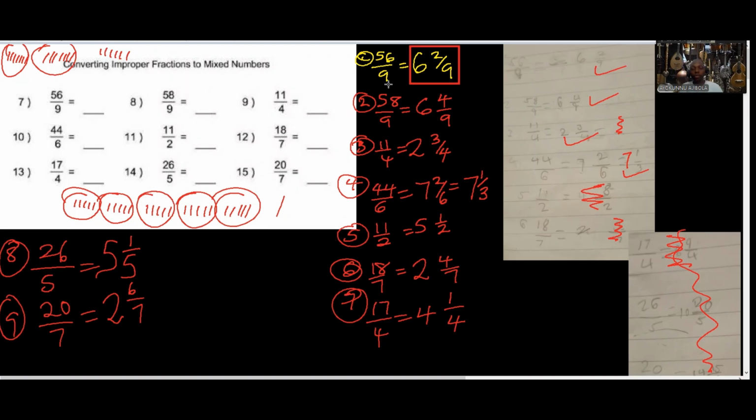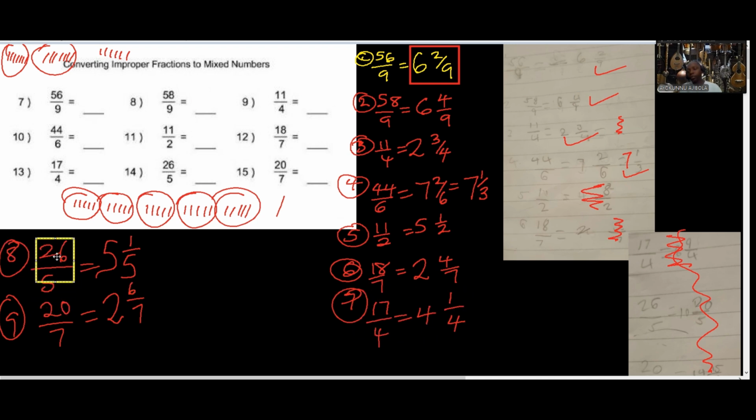So number 4, how many 6s go into 44? That's 7, which is 42. And when you remove 42 from 44, you have 2 remaining, okay? And we're able to say the 2 over 6 is still 1 over 3. And this one, how many 2s go into 11? That's 5, which is 10. So when you remove 10 from 11, you have 1 over 2. 7 into 18 is 2, which is 14. So take 14 away from 18, you have 4. And 4 into 17 is 4, and that's 16. When you remove 16 from 17, you have 1 over 4.